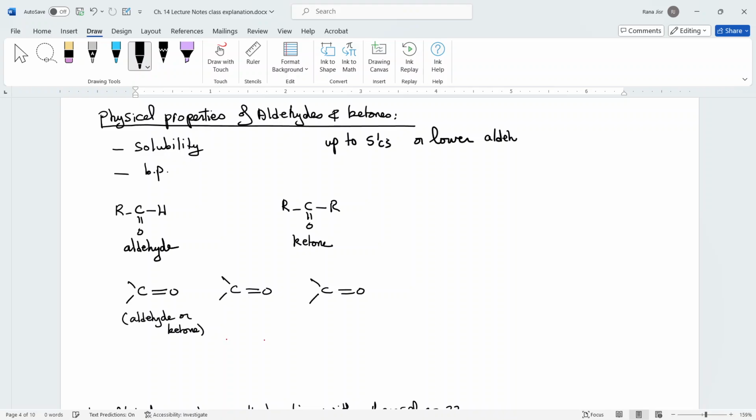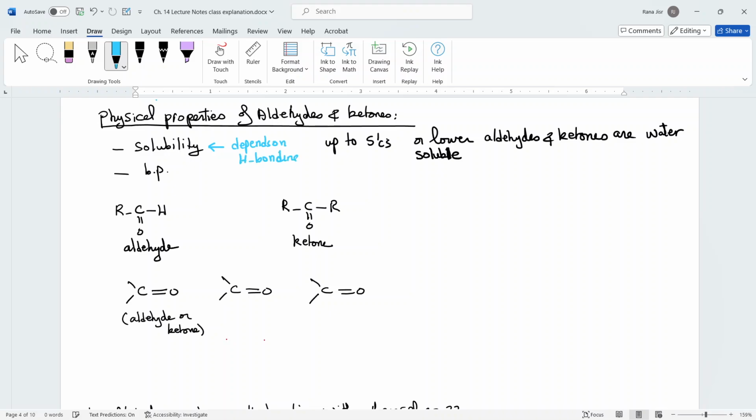Aldehydes and ketones are water soluble. The solubility of the aldehydes and ketones depends on hydrogen bonding. So that solubility here depends on H bonding.